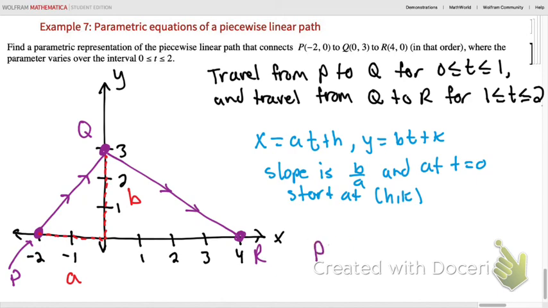So coming back down to the bottom right, and actually let me write that in purple. So if I'm going to parameterize P to Q in that direction, sorry, I'm kind of using the vector notation here, but I think that's okay. So x is going to equal at plus h. Okay, h is the x coordinate of where we start. And a is going to be the horizontal distance. So x is going to be 2t minus 2.